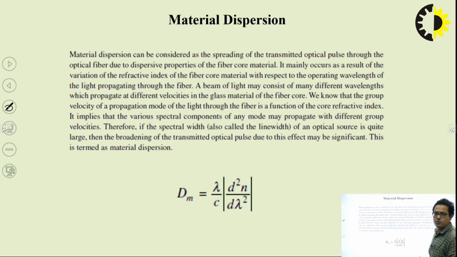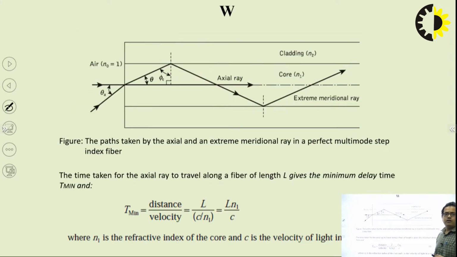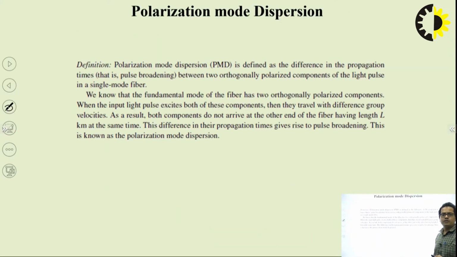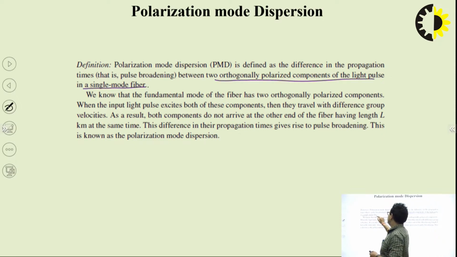So now let's move directly to the slide on polarization mode dispersion. Polarization mode dispersion is defined as the difference in the propagation time between two orthogonally polarized components of a light pulse in single mode fiber. Now if these two orthogonally polarized components are traveling with different velocities, definitely they are not going to arrive at the other end of the fiber perpendicular to each other.